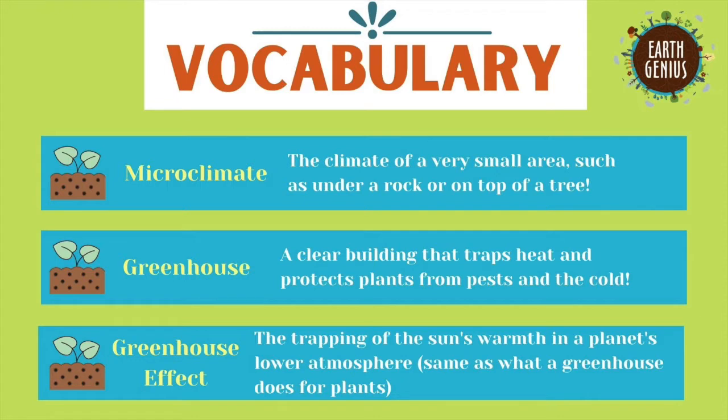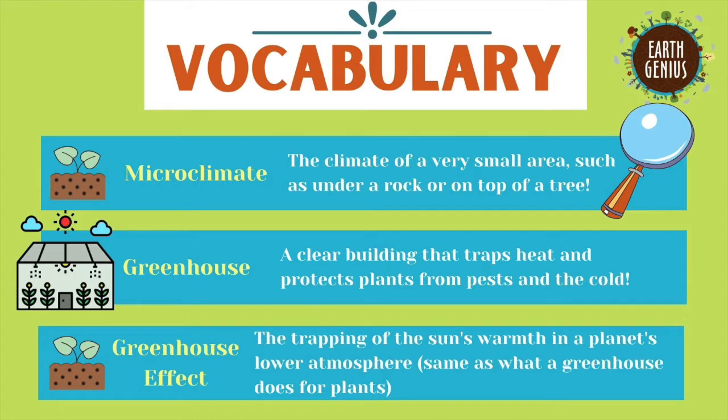Microclimate. Let's break that down into its two parts. Micro represents things that are really small, like microscopic. And climate, we just learned, has to do with weather patterns over a long period of time. So, a microclimate is the climate of a very small area, like under a rock or on top of a tree.